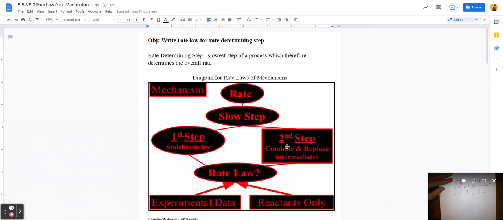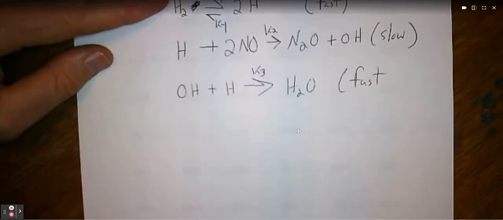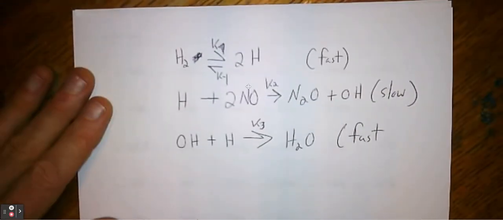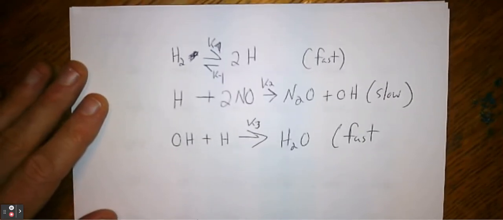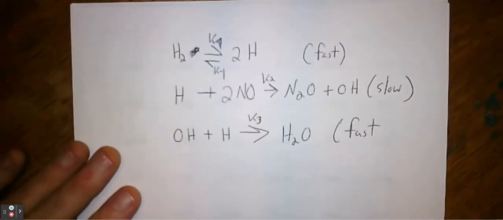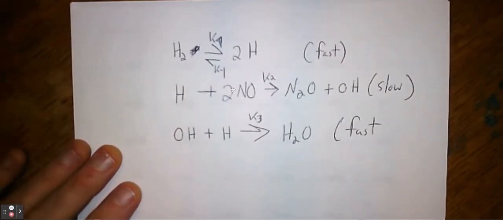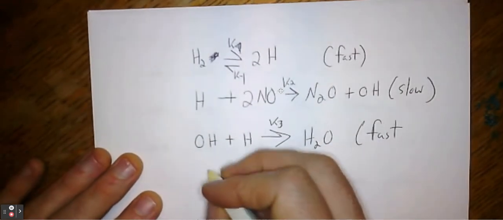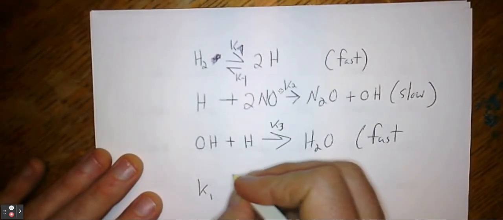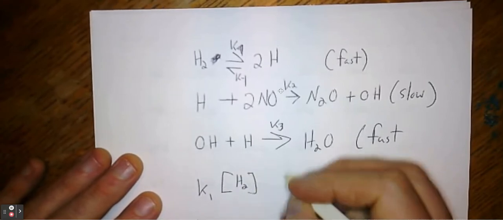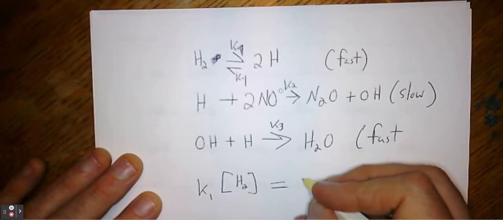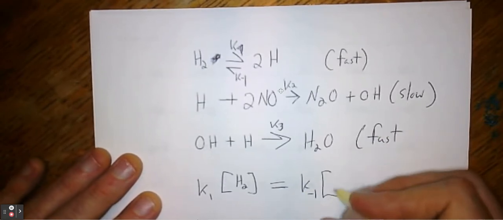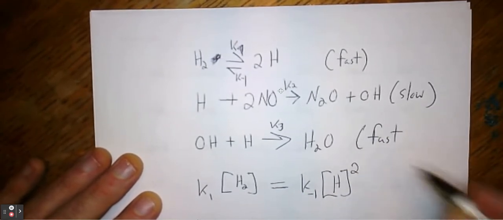Okay, one more problem, and this problem is also going to need us to do some fancy dancing. This is a three-step mechanism. The first step isn't the slow step. The second step is. This is a little bit out of focus. That's K1, and I'm a little bit sloppy, but anyways. So here we go. First step, write the equilibrium. So K1 H2 equals K inverse H, and that's going to be squared.